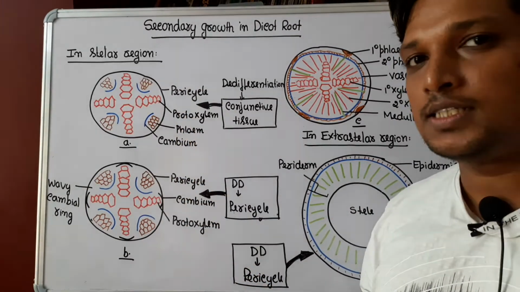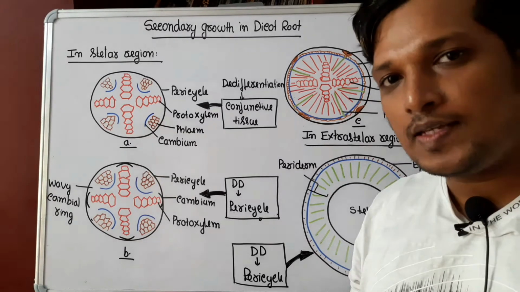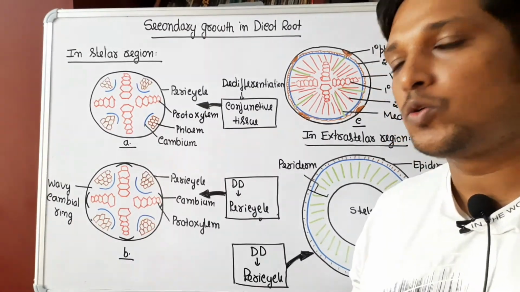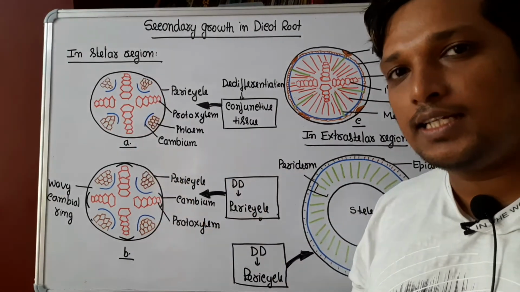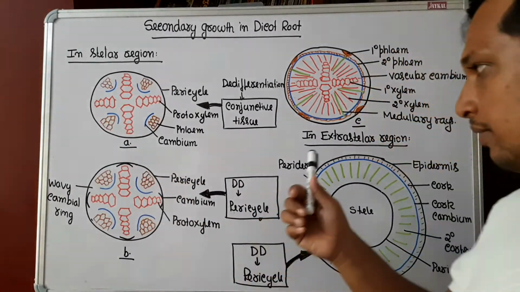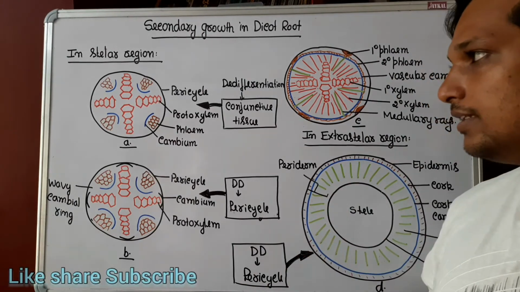Today we are going to understand how secondary growth occurs in dicot root. Secondary growth is increase in the width of the root. First, there will be increase in the width at the stellar region, which is followed by increase in width in the extrastellar region, or girth in the extrastellar region.